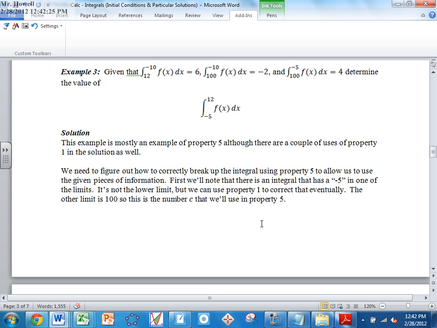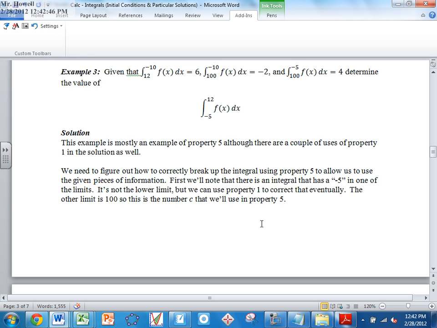So given that the integral from 12 to negative 10, which doesn't make sense really, because usually you go lower to upper, is equal to 6 for f of x, given that the integral from 100 to negative 10 is equal to negative 2, and 100 to negative 5 is equal to 4, determine negative 5 to 12. This is a very tough problem.